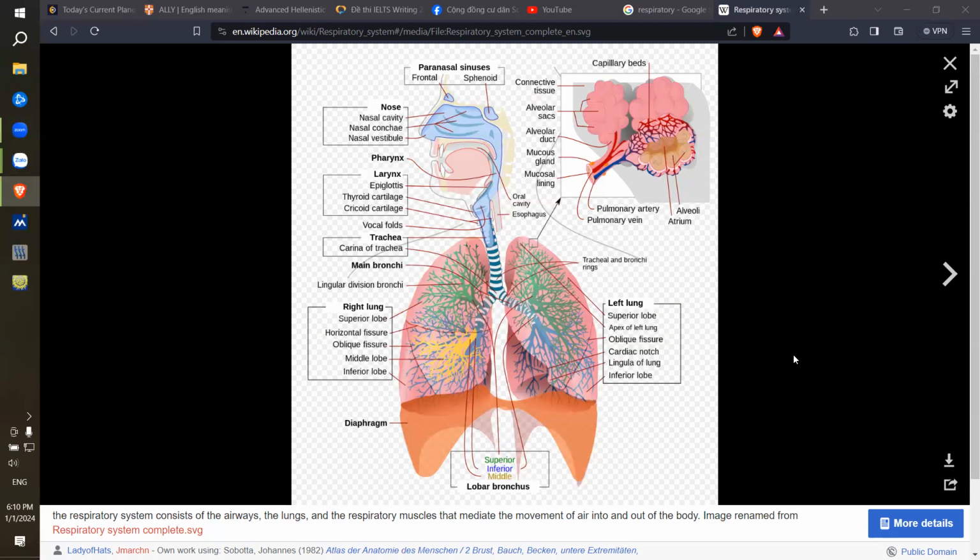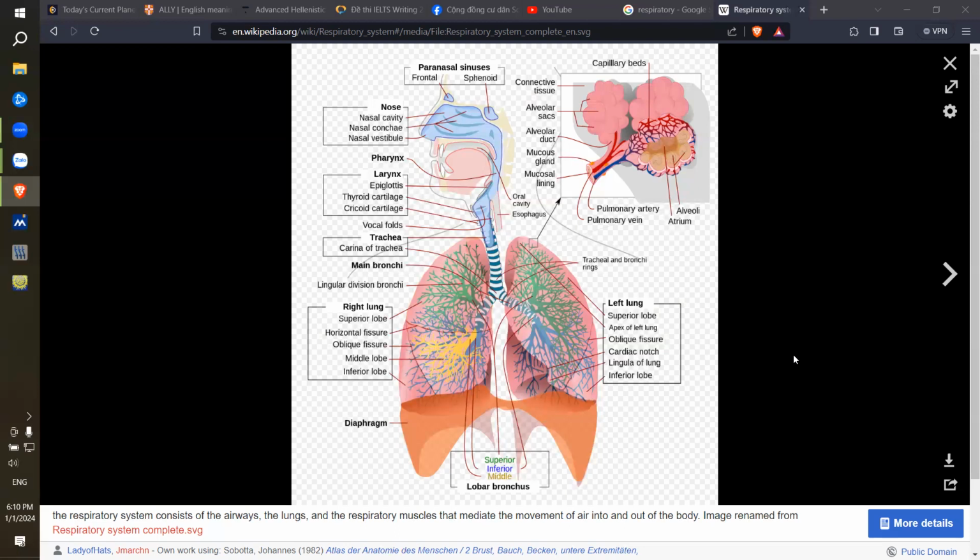Inspiratory reserve volume is the amount of air that can be inhaled beyond the tidal volume, and it's usually about 3,000 milliliters. Expiratory reserve volume is the amount of air that can be exhaled beyond the tidal volume, usually around 1,100 milliliters.